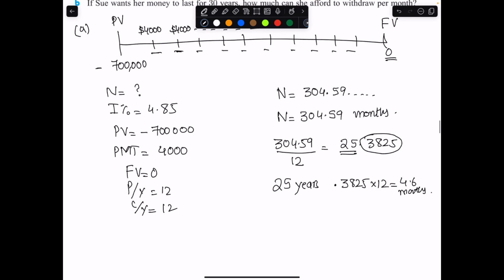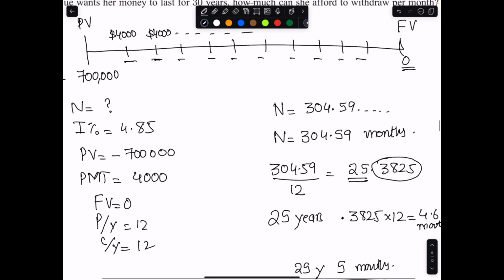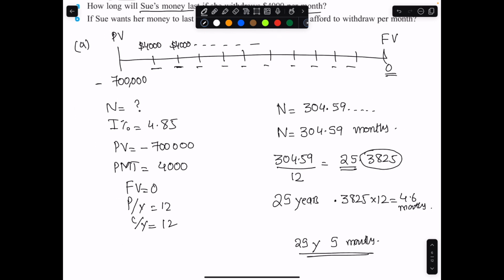So if I want to round this off, you can say that 25 years and 5 months is approximately the time that she will run out. It means between the 4th and 5th month, she's going to run out of her investment if she withdraws $4,000 per month.